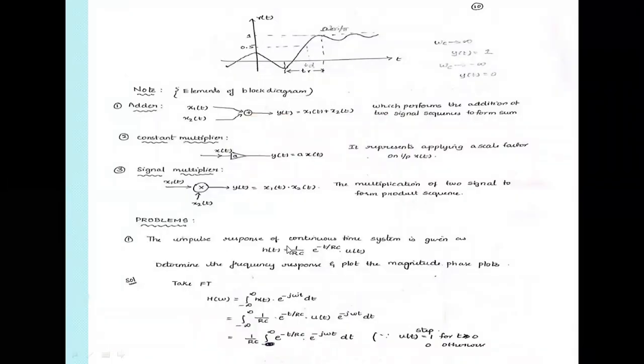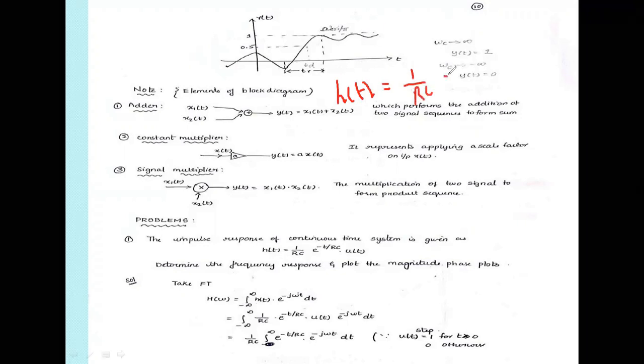So the first one is the impulse response of the continuous time system, given as h of t. Determine the frequency response and plot the magnitude and phase. This we already discussed, but once again I will explain. Given the time domain function h of t is equal to 1 by RC e power minus t by RC into mu of t. How to find out the frequency response?